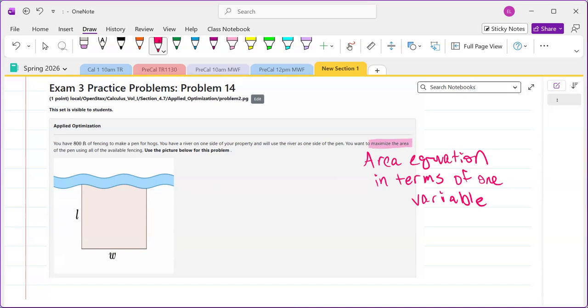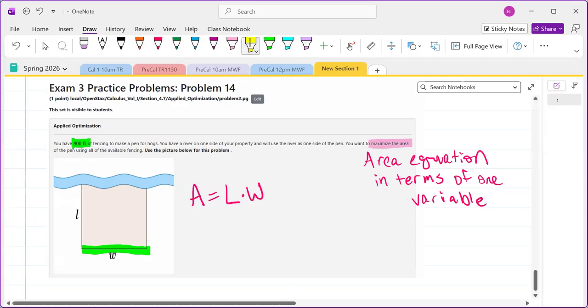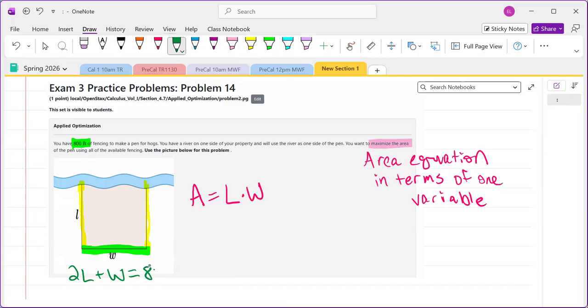Now, I do know the area of this pen. That is length times width. But that is 2 variables on the right side. But I haven't used my 800 feet of fencing yet. So when I look at my fence here, I've got my width, and then I've got my length showing up twice. So it's not quite the perimeter, but all of my fencing together is 2 L's plus a W. Those sides have to add up to be 800.